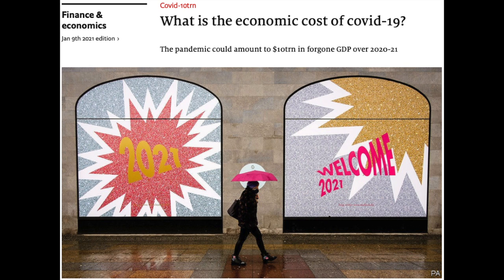Today, I'll be featuring this January 9th article from The Economist, which attempts to calculate the cost of COVID-19 on the world economy. There are various indicators an analyst can look at when measuring the health of an economy, one of which is using each country's gross domestic product, or GDP.